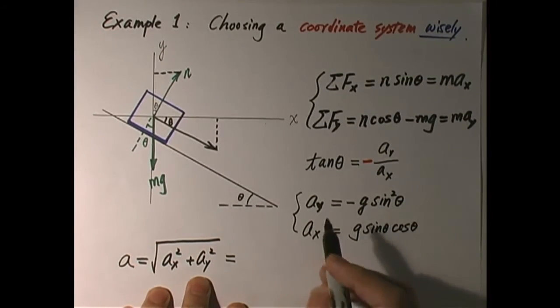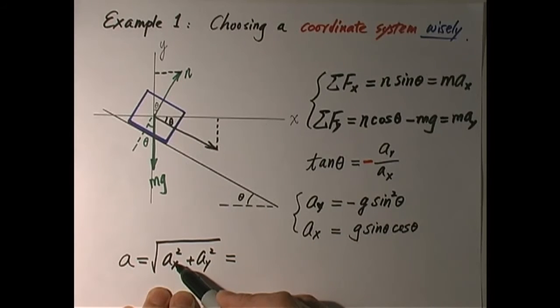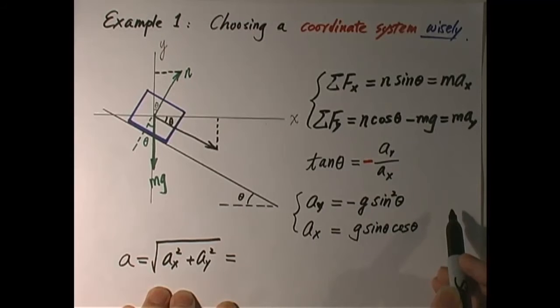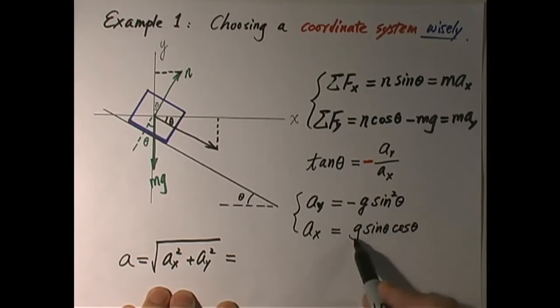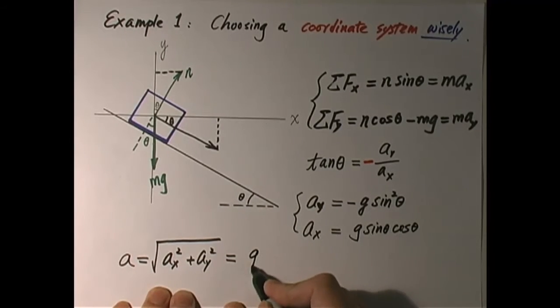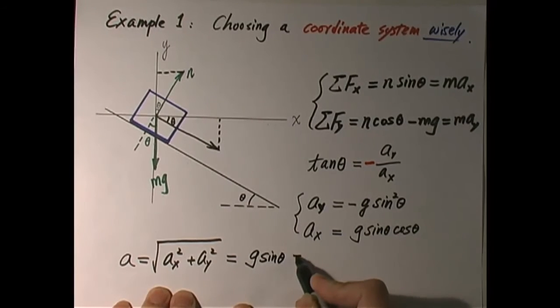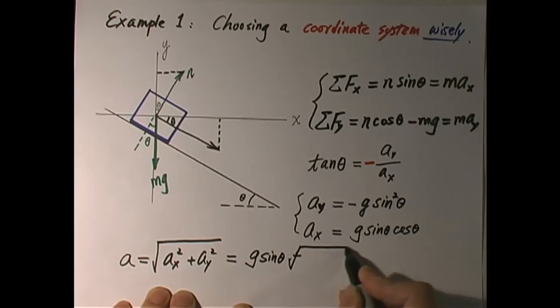All right, so I'm going to take a sub x squared and a sub y squared. Look at ay and ax. They have something in common. That is, they both have a g sine theta in them, right? G sine theta, g sine theta. You square it and you take the square root, so that cancels. So I'm going to just take that common thing out, g sine theta. Okay, what do I have left inside the square root?